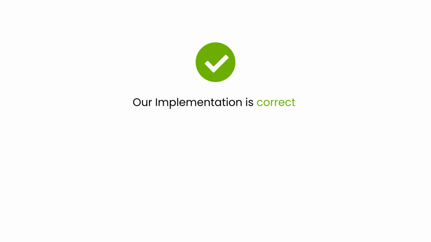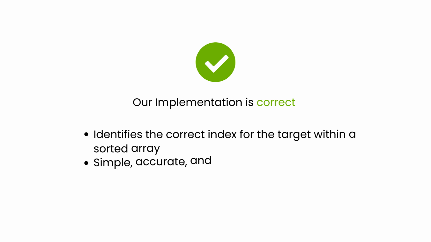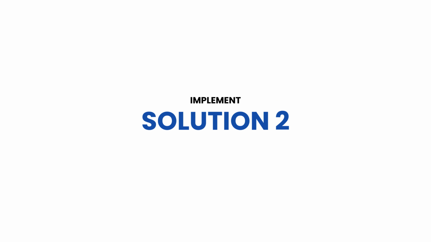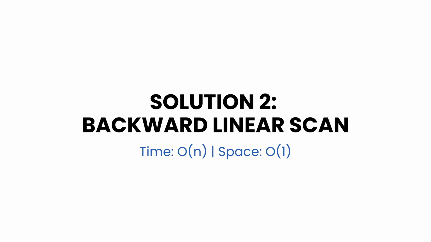Wrap up. So, our implementation is correct. The algorithm successfully identifies the correct index for the target within a sorted array, simple, accurate, and reliable. Let's try to implement it using solution 2. Time complexity is O(n). Space complexity is O(1).